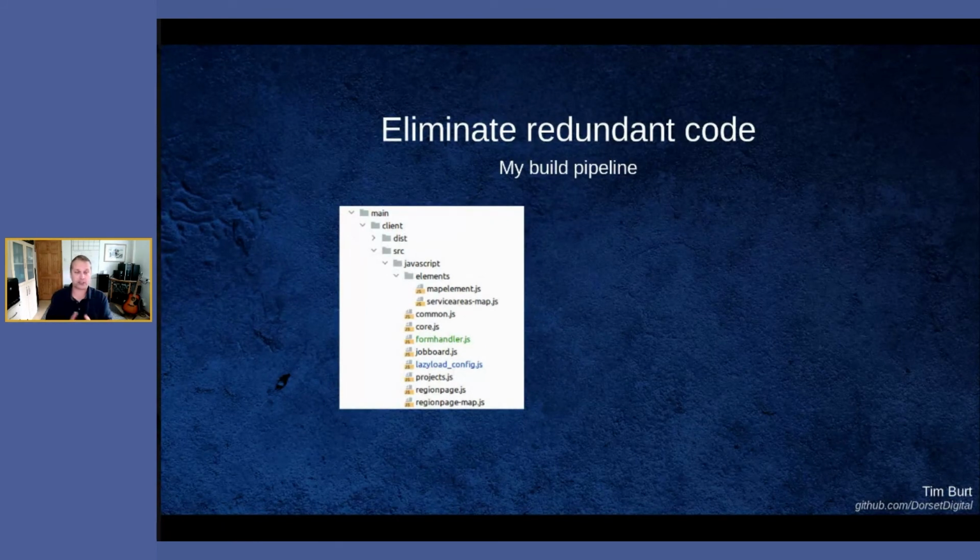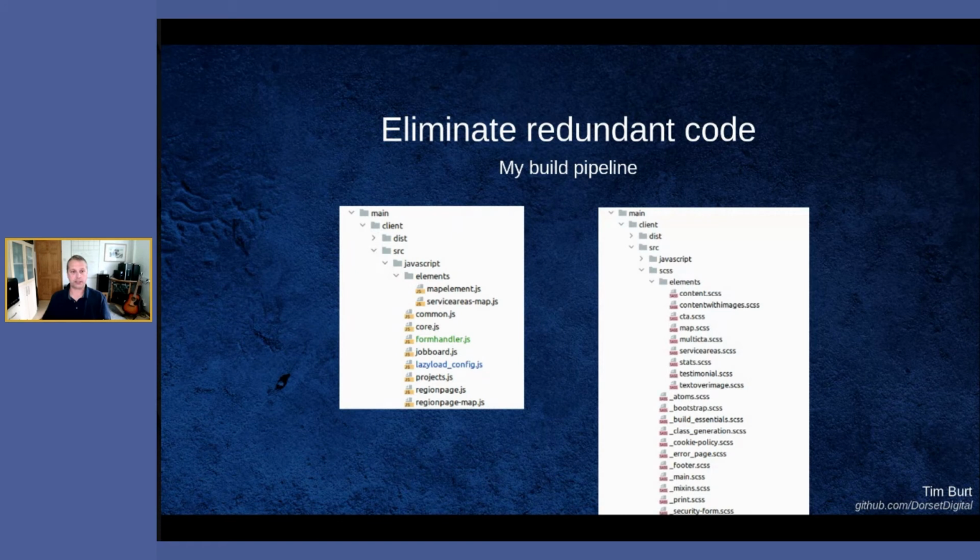and in there you'll see there are specific JavaScript files for a map element, a service element. There's a common JavaScript file, there's a core file, there are form handlers. So there are all these little micro chunks of scripts. And depending on what the demands of a given page are, that actually dictates what gets loaded. Exactly the same with the CSS files.